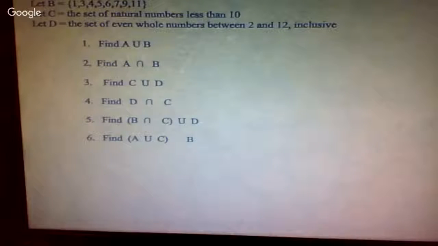In this one, they give you set A listed out. They give you set B listed out. They don't do it for C and D though. So let's make the list for C and D first. The set of natural numbers that are less than 10. 1, 2, 3, 4, 5, 6, 7, 8, and 9.